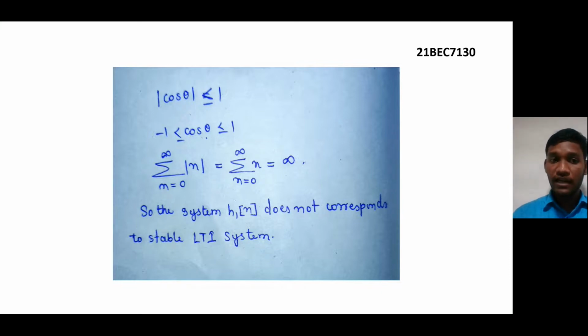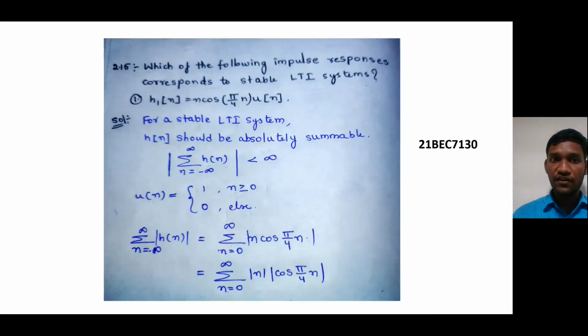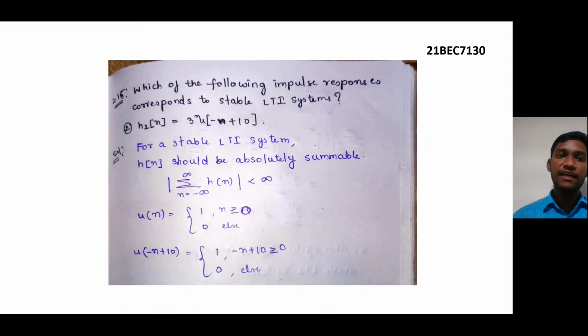That means overall, the given system h1 of n equals n cos(pi by 4 n) u of n is not a stable LTI system. That means it is an unstable LTI system. So now we are going to solve another problem.